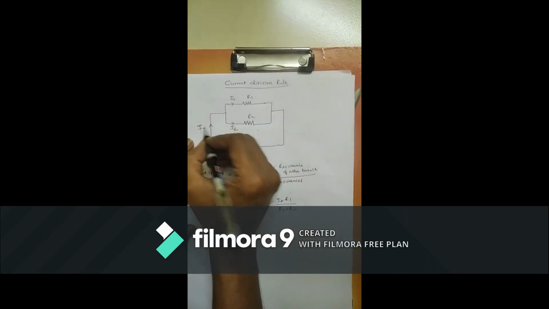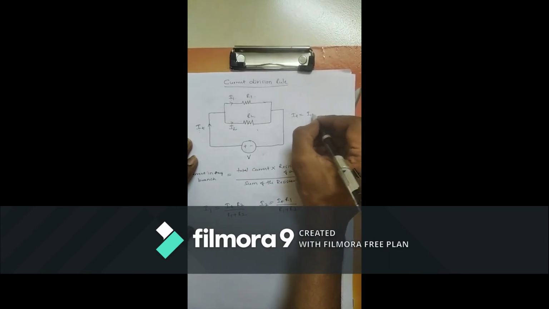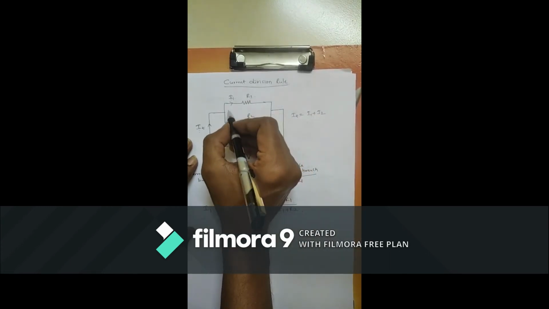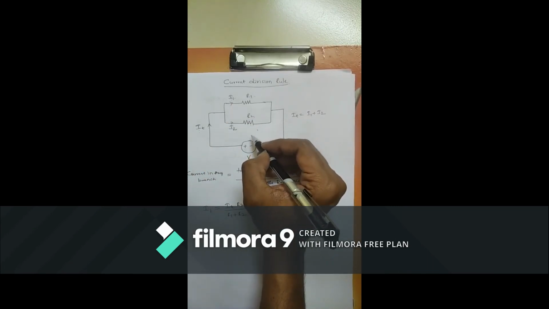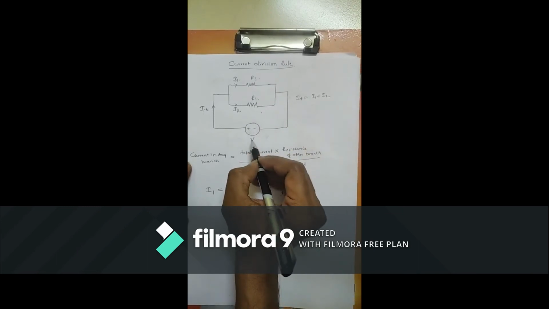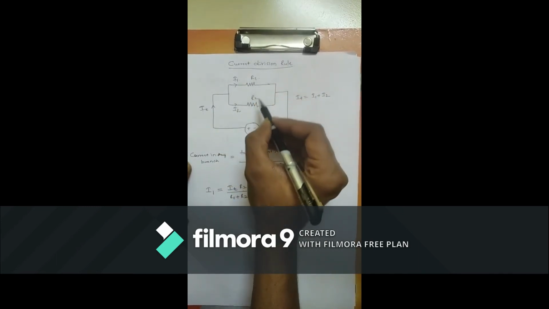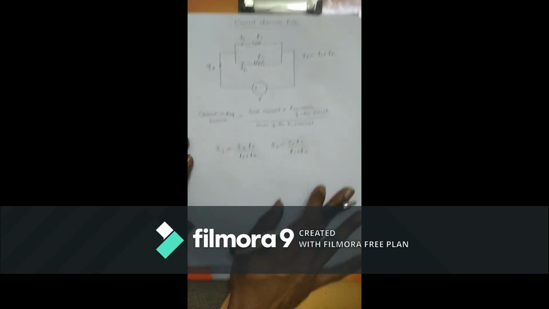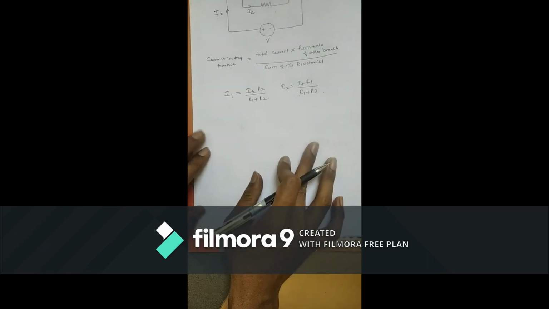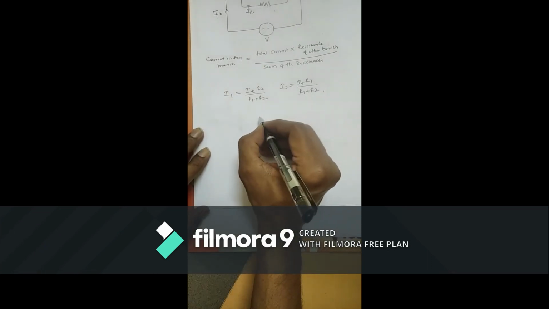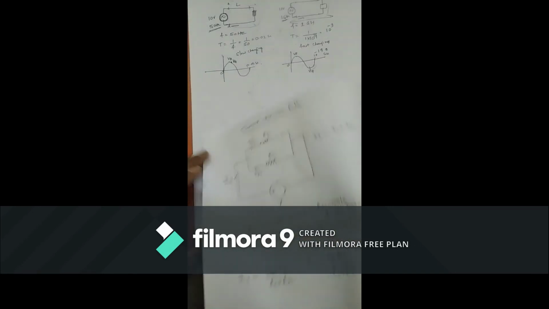And one more thing here is that this total current IT is the sum of the branch currents, I1 plus I2, because this parallel combination of resistances acts like a current divider circuit, and the applied voltage V is the same for both these resistances R1 and R2. Now I will solve one problem on this current division rule. I have two resistances connected in series.